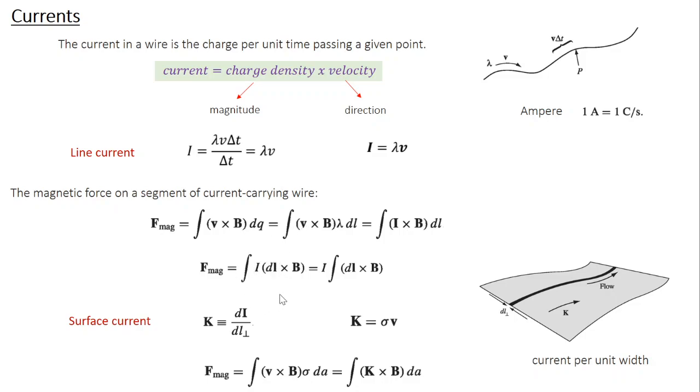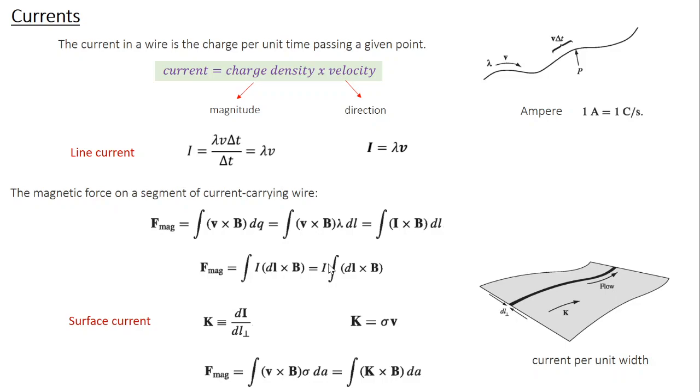If I assume that the current through the wire is a uniform current, so this is a constant, I can take it outside the integral and write I into integral dl cross B. So that's about line current.